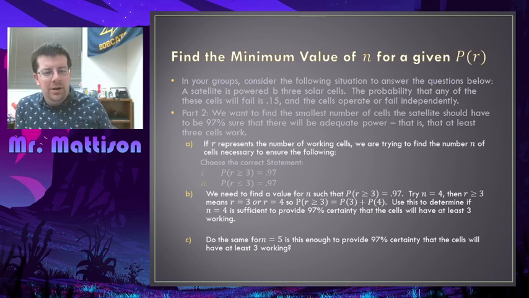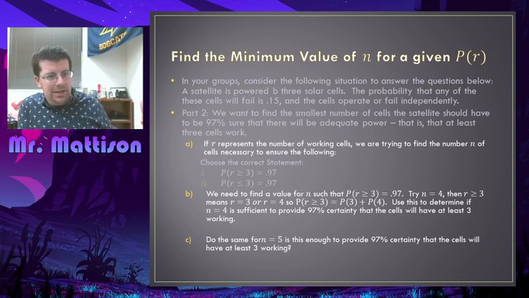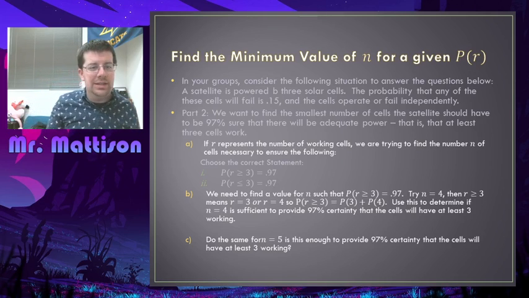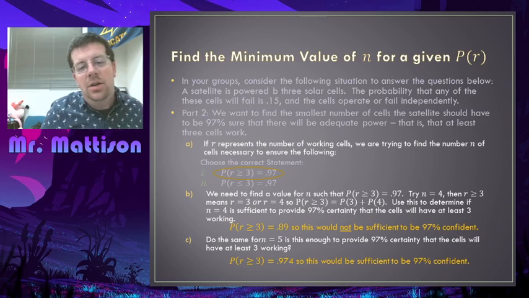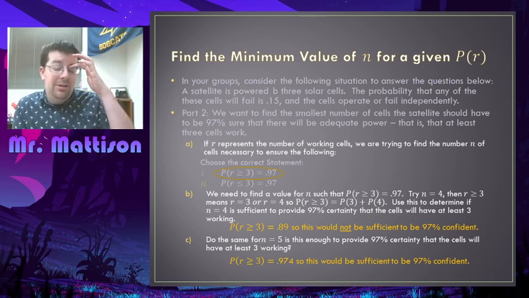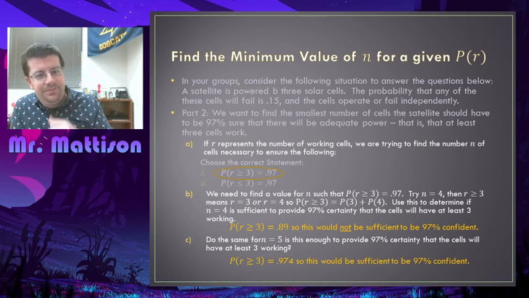We need our R, which is our number of successes. Do we need that to be greater than or equal to 3, or less than or equal to 3? Well, we need our successes to be 3 or more, right? Having 5 working cells is good. It doesn't cause problems, but only having 2 working cells is very, very bad because now my satellite can't function. So I want to use the probability of R being greater than or equal to 3 being 0.97.